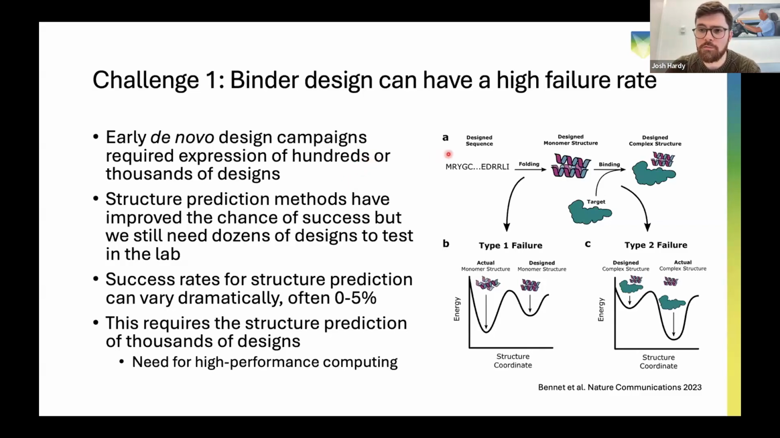I like this figure from this Nature Communications paper that shows two types of failure. The first is when the binder itself doesn't fold in the same way that it was designed to, so it has a different arrangement. And the second is when the binder doesn't actually interact with the target in the way that you expect, or interact at all. So there are two main types of failure for this process.